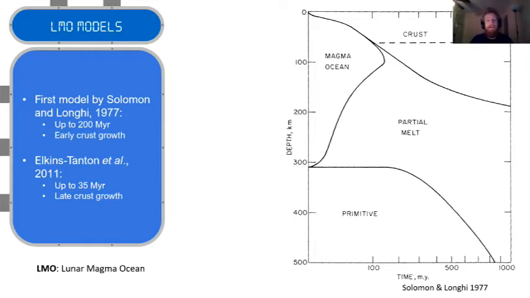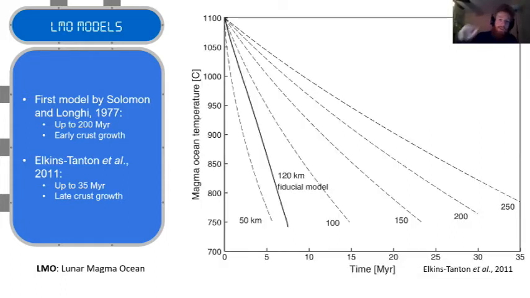Then a bit further in time, another important and influential model was that of Elkins-Tanton and collaborators in 2011, where they focused on the crystallization of the last 20% of the magma ocean when the crust started to grow. And here is a result of their simulation as expressed in the time series of the temperature of the magma ocean. So whenever the lowest temperature is reached is the closure of the magma ocean. And they show the results for different depths of the magma ocean when the crust started to form, so between 50 kilometers up to 250.